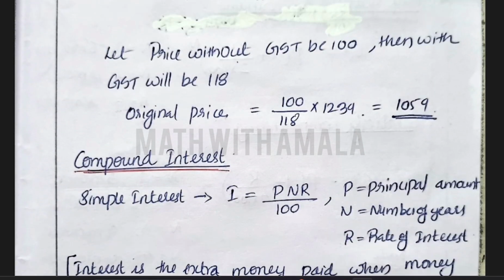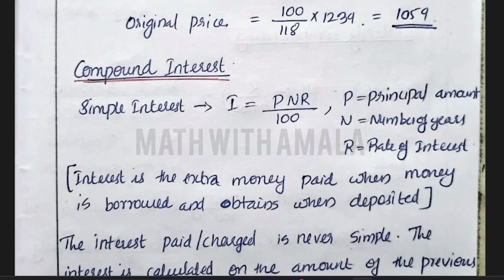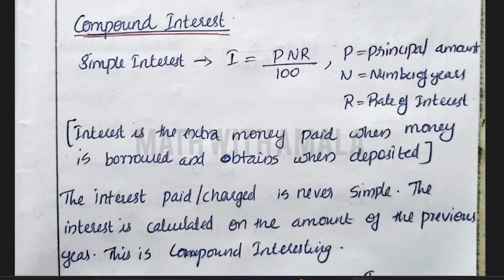Then 18 percent added means it will be 118 percent in total. Then the original price will be, let's reverse it, 100 by 118 into 1239. So the answer is 1059. Let's move to compound interest.